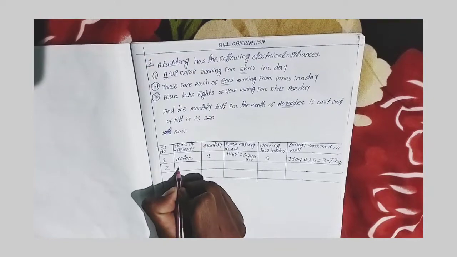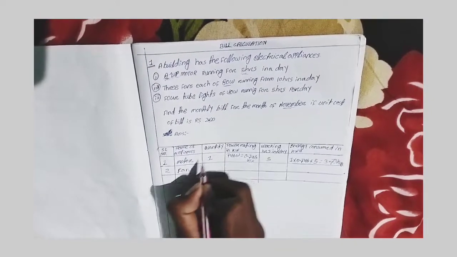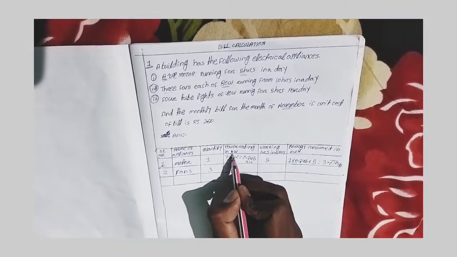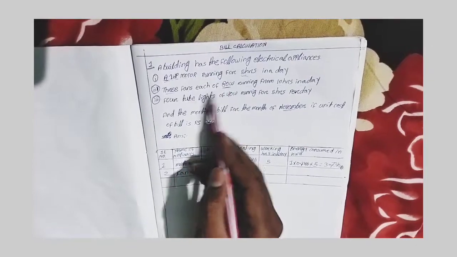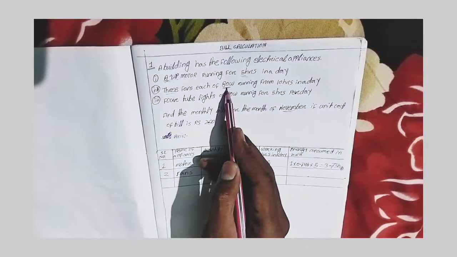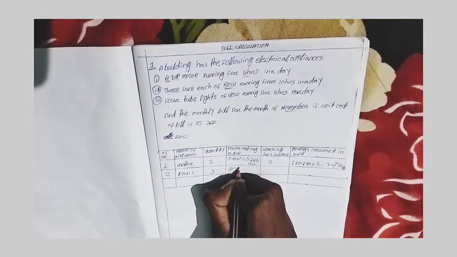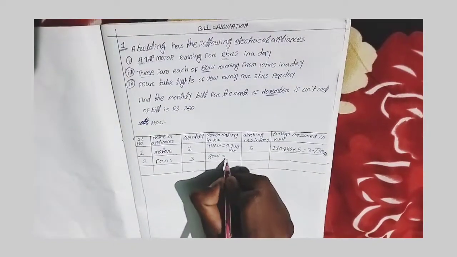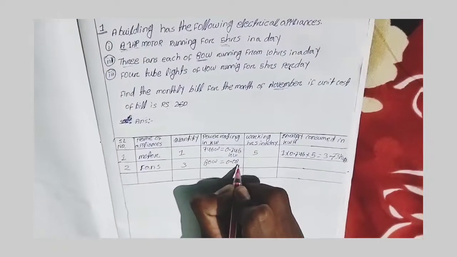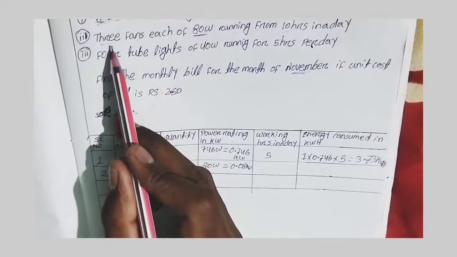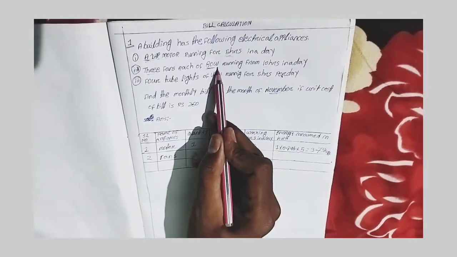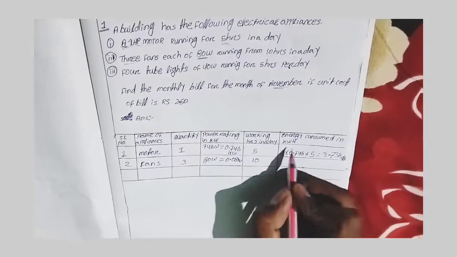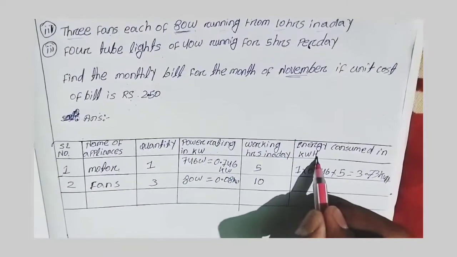So then serial number 2, 3 fans. Equipment number 2, fans, quantity 3, power rating in kilowatt: 3 fans each of 80 watt, so 80 watt is equals to 0.08 kilowatt. Then 3 fans each of 80 watt running for 10 hours, so working hours in a day is 10 hours. Then energy consumed in kilowatt hour.